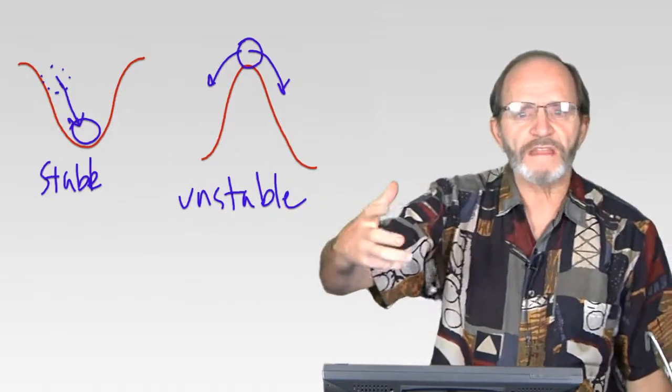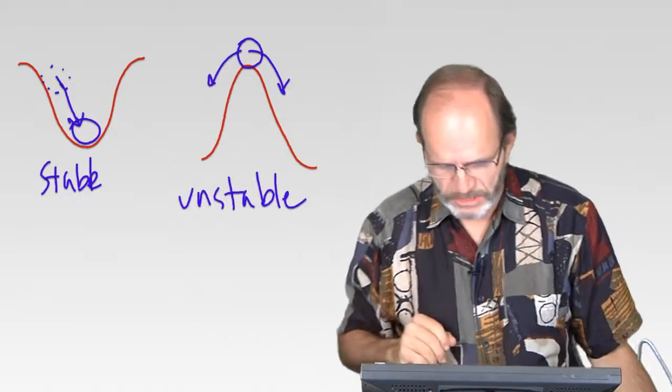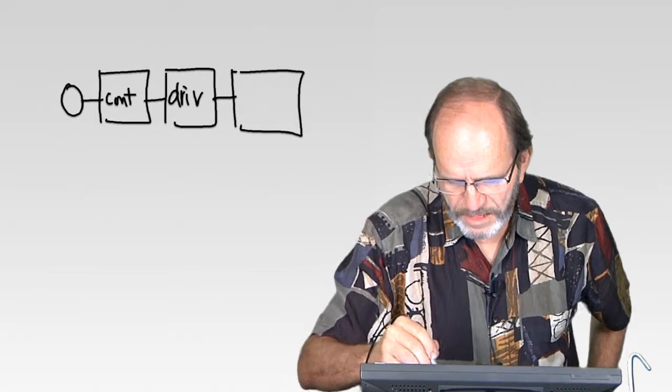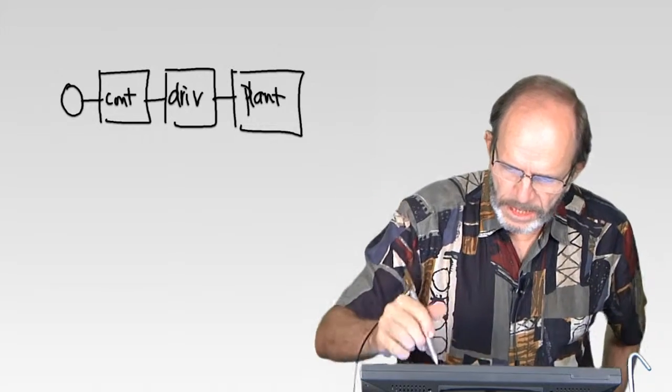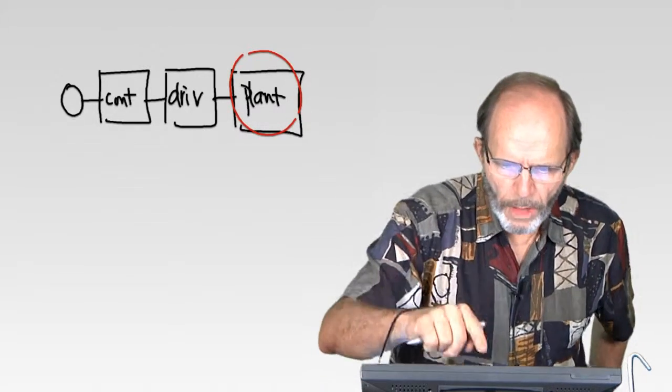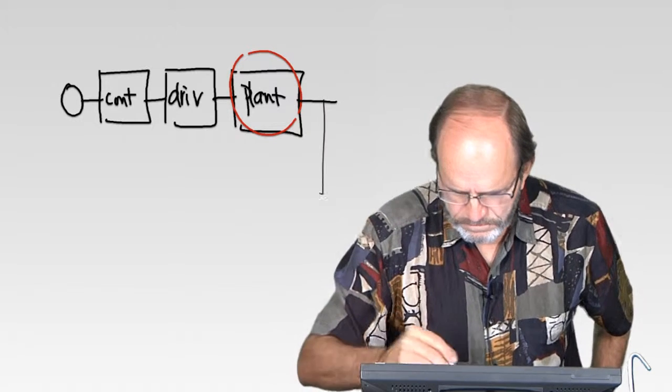So let's represent that system using the block diagram representation that we've been talking about. If we go back to the block diagram representation, this is what we have. We have some controller, then we have some kind of a driver, and then we have the plant. And this is what is unstable. But we are going to use some feedback, some kind of a sensor.